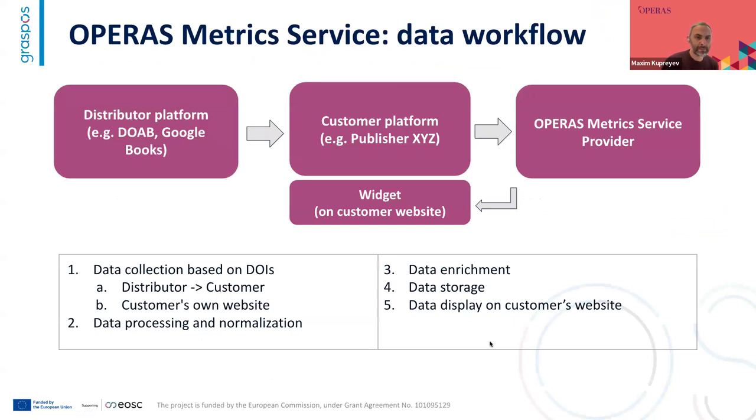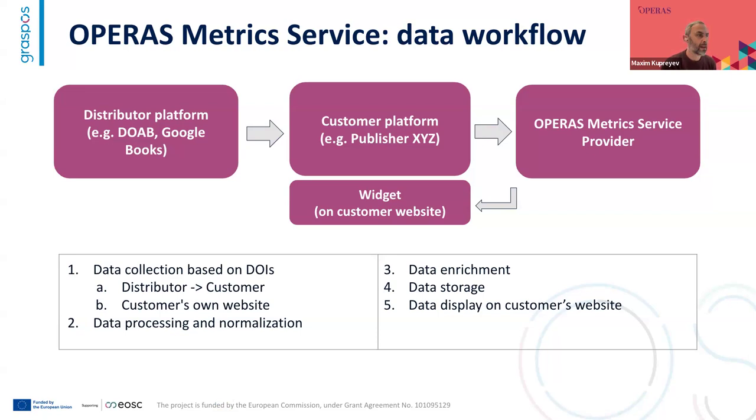So now let us take a look at how the data collection by OPERAS metrics works. We can distinguish between four entities involved in this process. The first one is the distributor platform. You see it on the left on the slide, where the book is disseminated. The distributor can be, for example, Directory of Open Access Books or also Google Books. The data collection from the distributor platform is based on the works' DOIs.